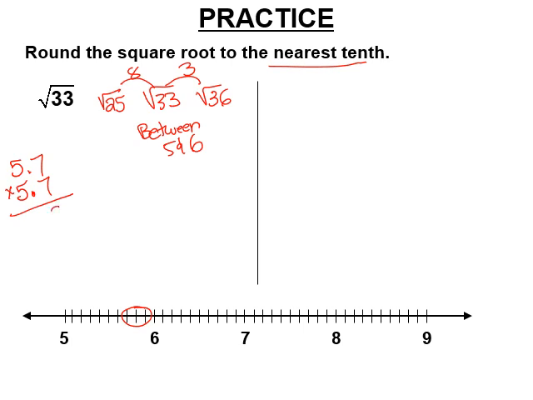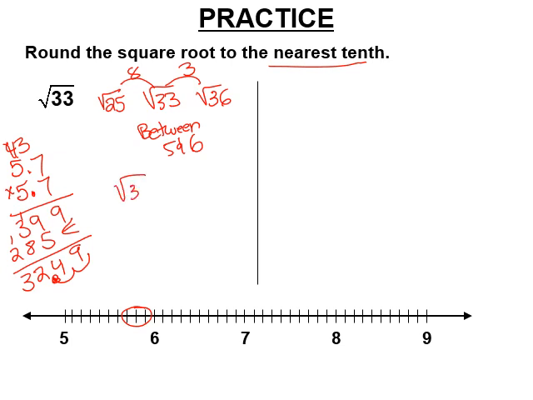7 times 7 is 49. 7 times 5 is 35, plus 4 is 39. Step over, 5 times 7, 35. 5 times 5, 25, plus 3 is 28. So that's 32.49. That's pretty good. That's almost 33. And so I will say the square root of 33 is approximately 5.7, to the nearest tenth.